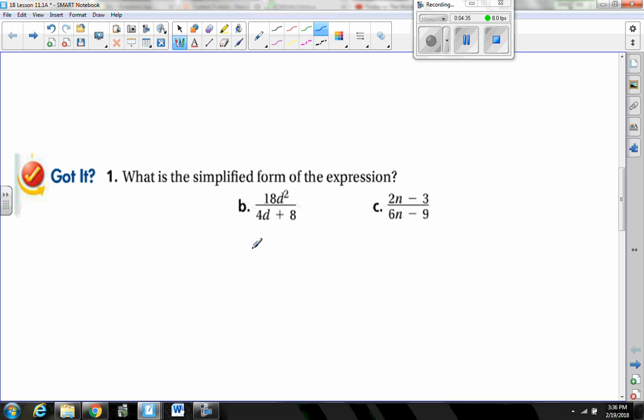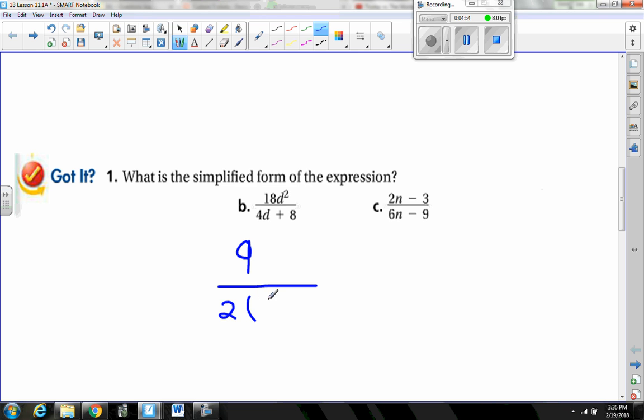All right, letter B, when we factor out the 4, we should be able to cancel the 18 and the 4 and end up with a 9 on the top, and in the front on the bottom I think we should end up with a 2.